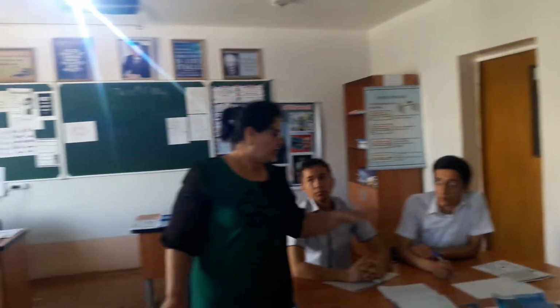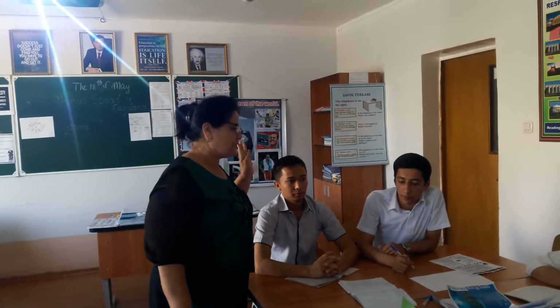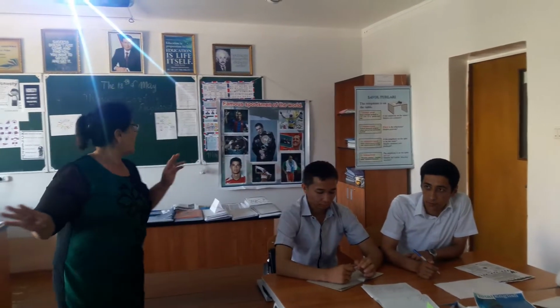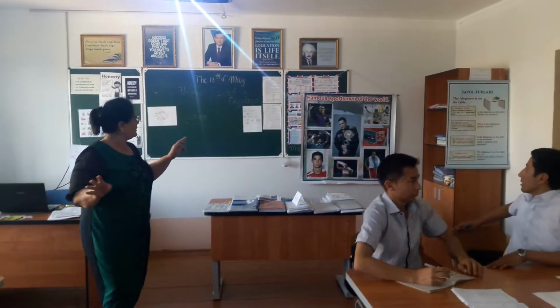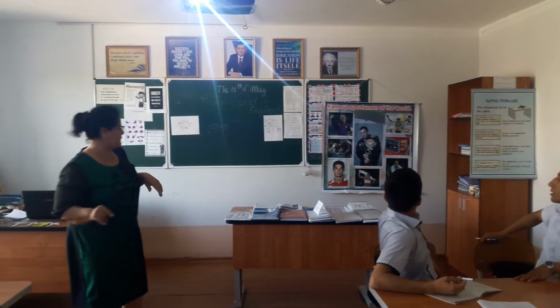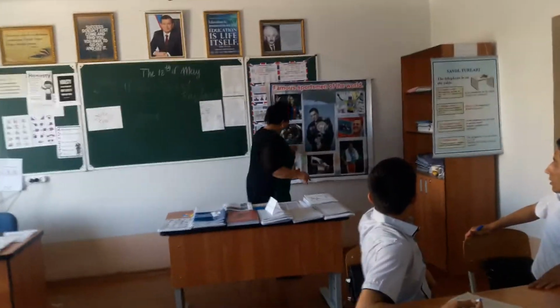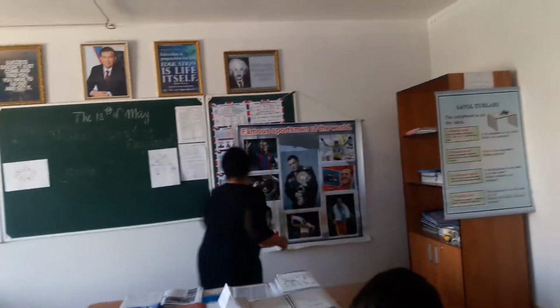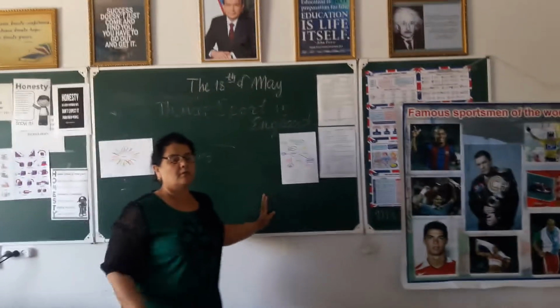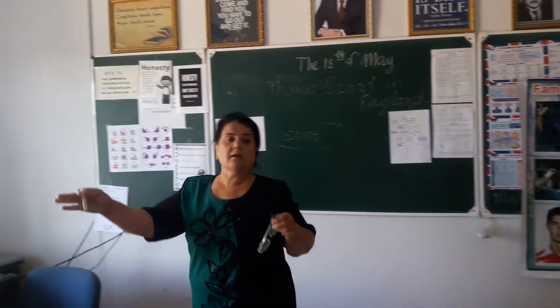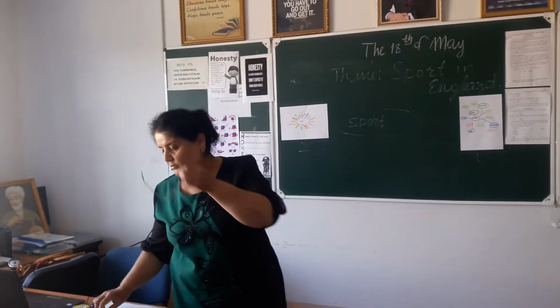As you see, you have found 4 sportsmen, yes? Yes. And you found how many? 1, 2, 3, 4, 5, 6, 7. Now 4. They are all three. That's good.